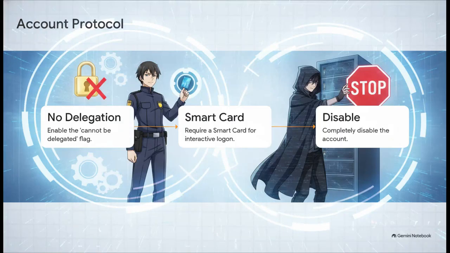Now, securing this built-in fallback account requires a really strict step-by-step protocol. Step 1, enable that cannot be delegated flag we just talked about. Step 2, require a smart card for interactive login. And Step 3, completely disable the account. Doing this ensures the account is entirely unusable unless some sort of major disaster recovery scenario forces you to explicitly go in and re-enable it.